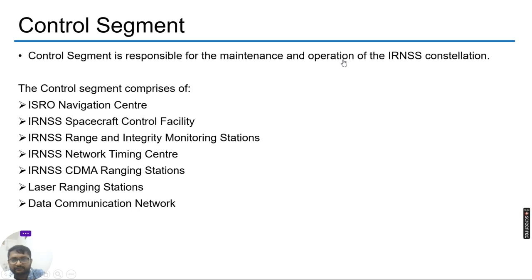After that, we move to the control segment. The control segment is responsible for the maintenance and operations of this IRNSS constellation. Basically, it sends signals to the satellites and receives signals from the satellites as well. It consists of various navigation centers, spacecraft control facilities, range and integrity monitoring stations, and CDMA ranging stations, that is, code division multiple access. Then we have laser ranging stations and a data communication network. These are all part of the control segment, which communicates with the satellites.